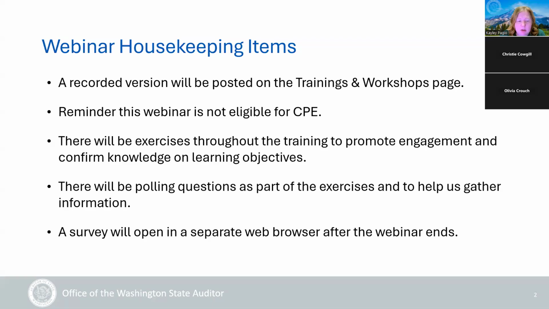In addition to that, we also have some polling questions that we've sprinkled in throughout the training. Again, these are just designed to keep us engaged because we all know virtual training can be hard to stay engaged and active, so we try to keep it as interactive as possible. Once the webinar ends, a survey will open in a separate web browser, and it's just two questions: What is something you liked about today's training, and what is something you think we can improve on for next time? We always appreciate you taking the time to provide feedback so that we can continue producing quality trainings for local governments.